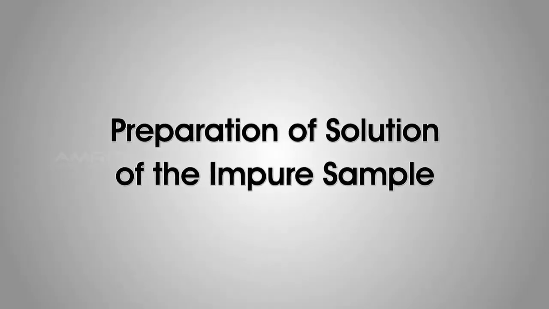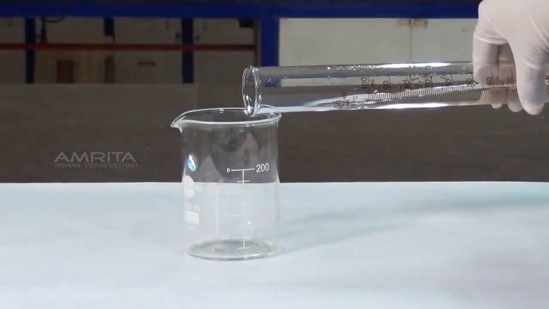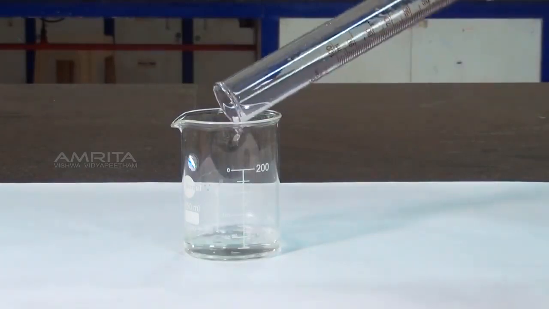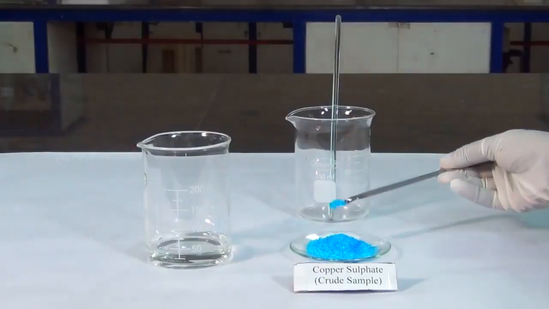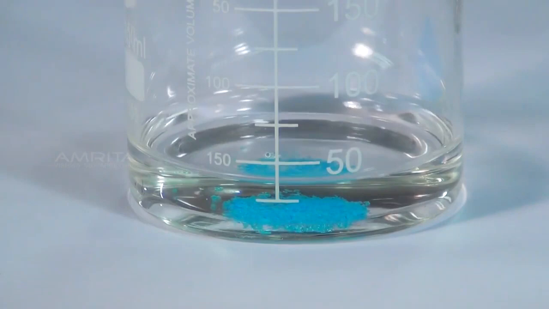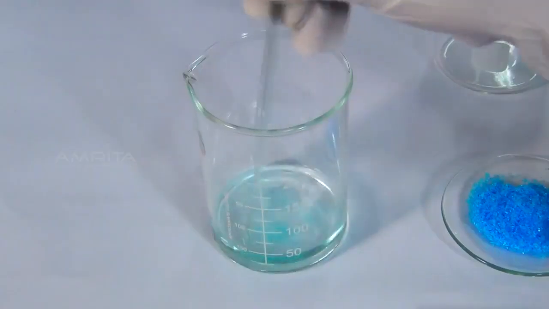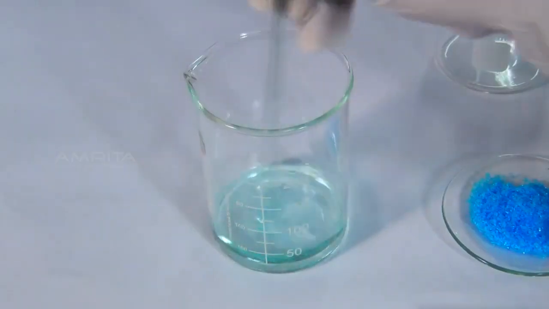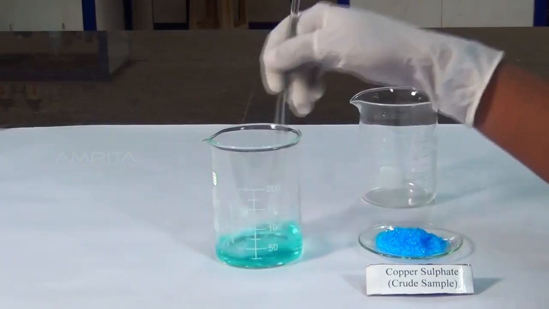Procedure: preparation of solution of the impure sample. Take about 30 ml of distilled water in a beaker. To this, add powdered crude sample of copper sulphate using a spatula. Stir the solution gently with the glass rod so that the powder dissolves.